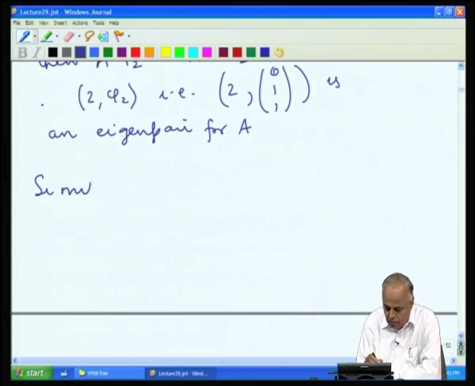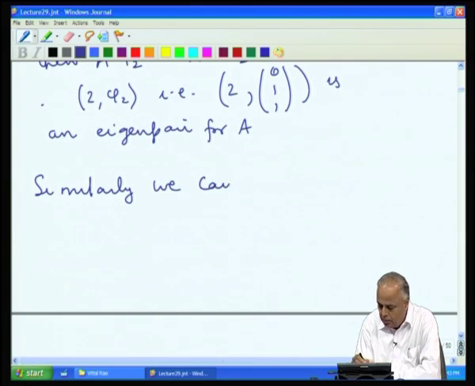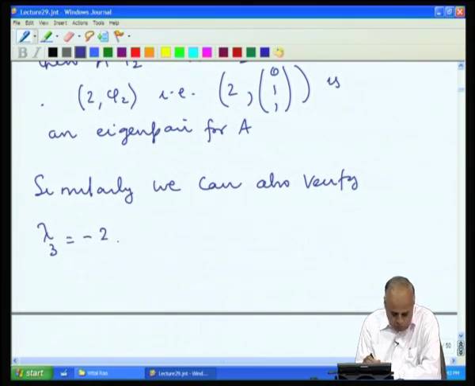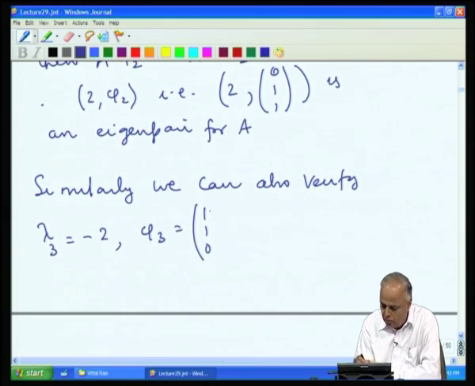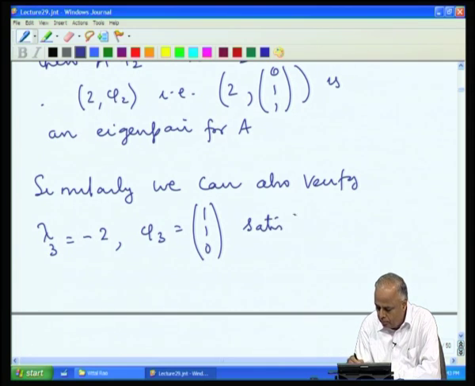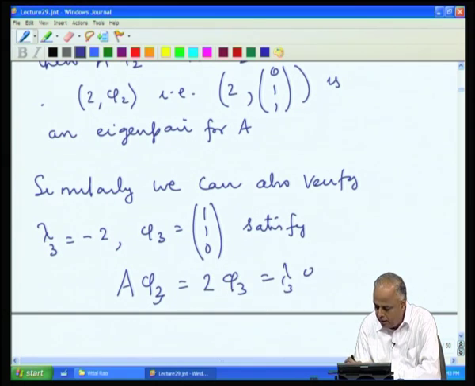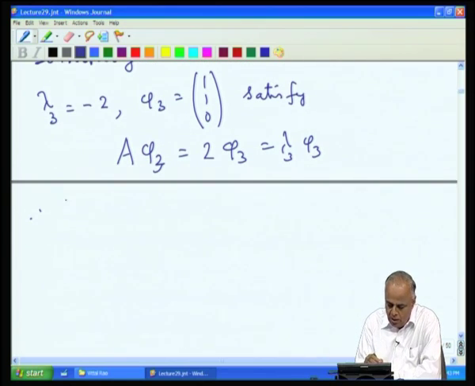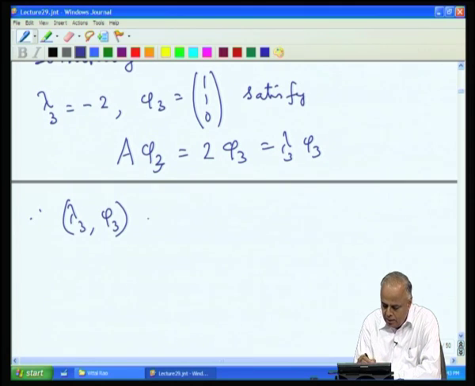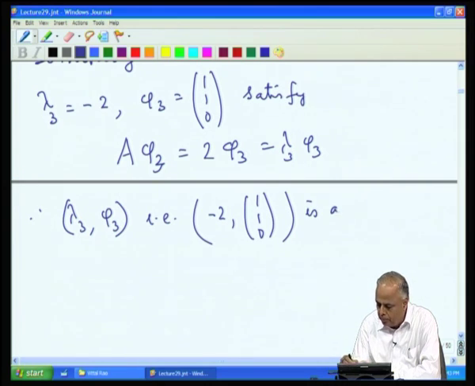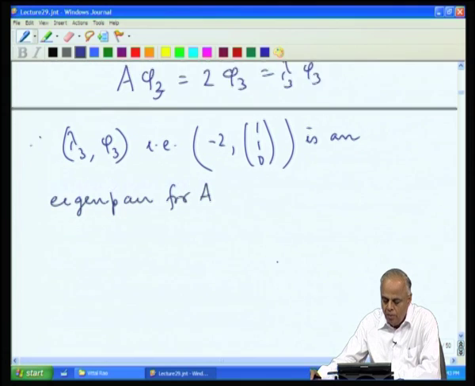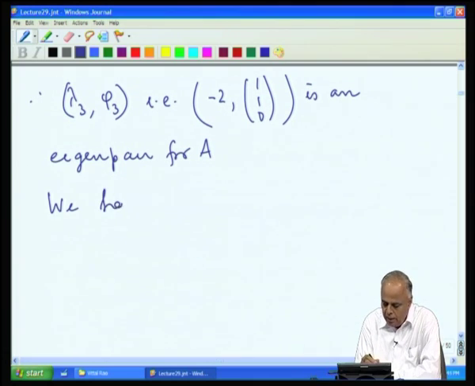Similarly, we can also verify one more eigenpair: lambda 3 equal to minus 2, phi 3 equal to 1 1 0, satisfy A phi 3 equal to lambda 3 phi 3, and therefore, lambda 3 phi 3, that is minus 2 and 1 1 0, is also an eigenpair for A. So, therefore, we now have 3 eigenpairs.